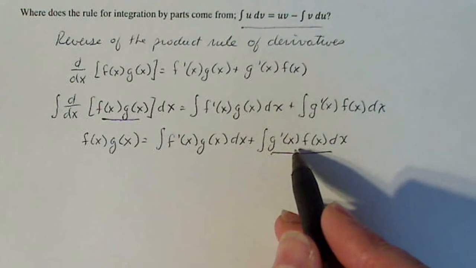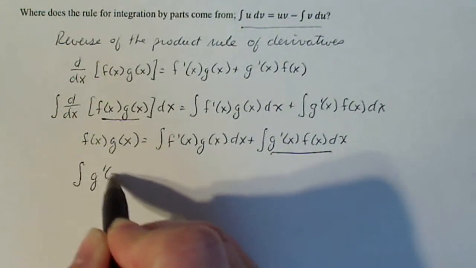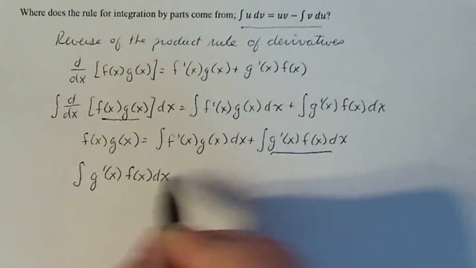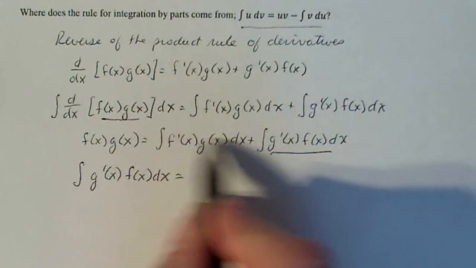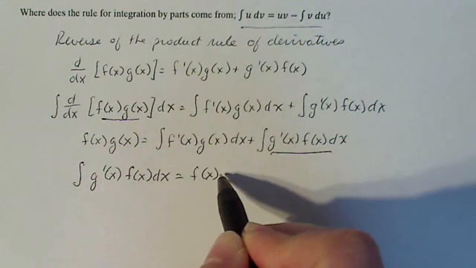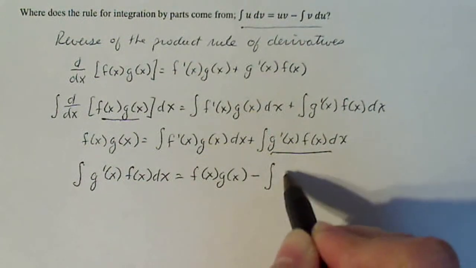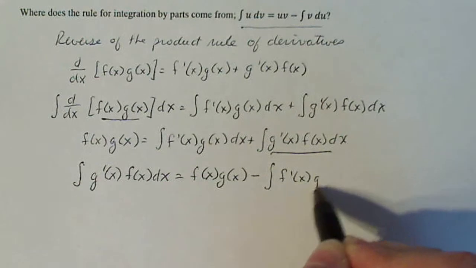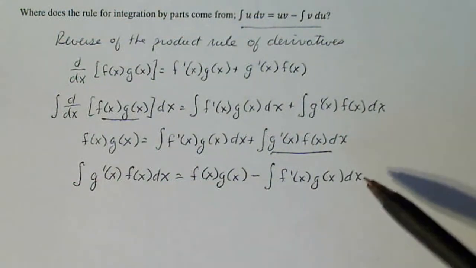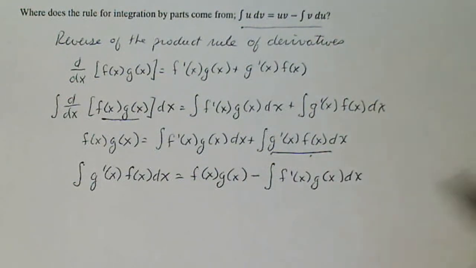So here we go. If I solve for this piece, on the left-hand side, I'm going to place g prime of x, f of x dx. And that means that I'm actually going to subtract this piece from both sides. So on the right-hand side, that's going to leave me with f of x, g of x, minus the integral of f prime of x, g of x dx. Well, and then you say to yourself, hey, that doesn't look anything like this. Well, it does if we do a little bit of substitution.